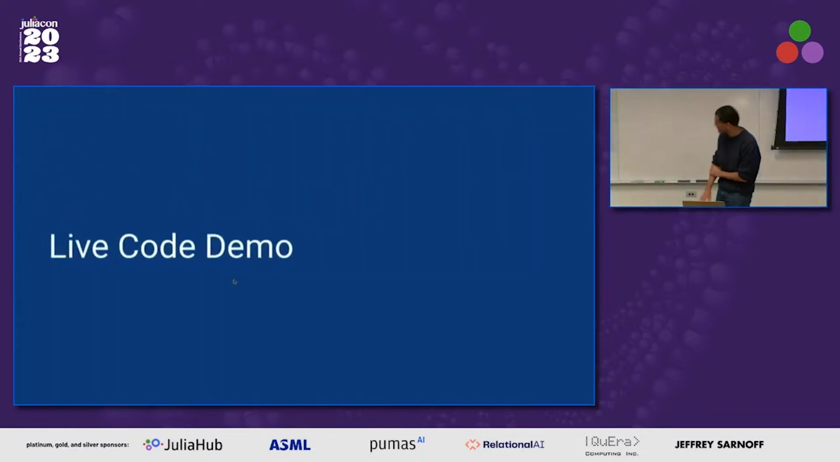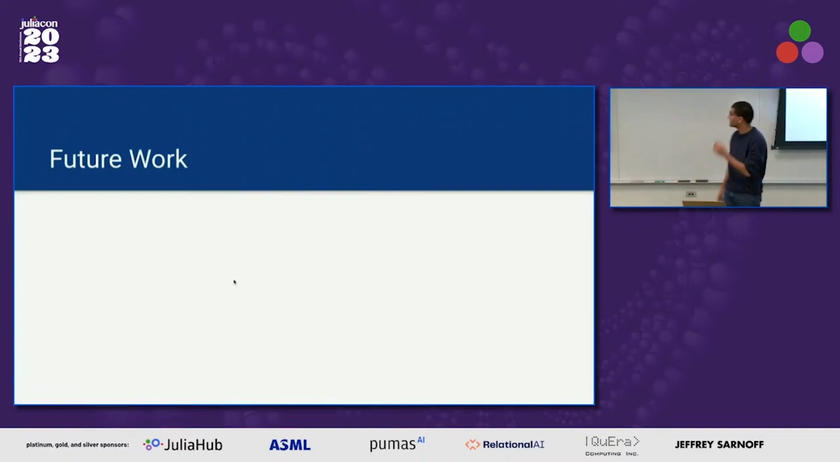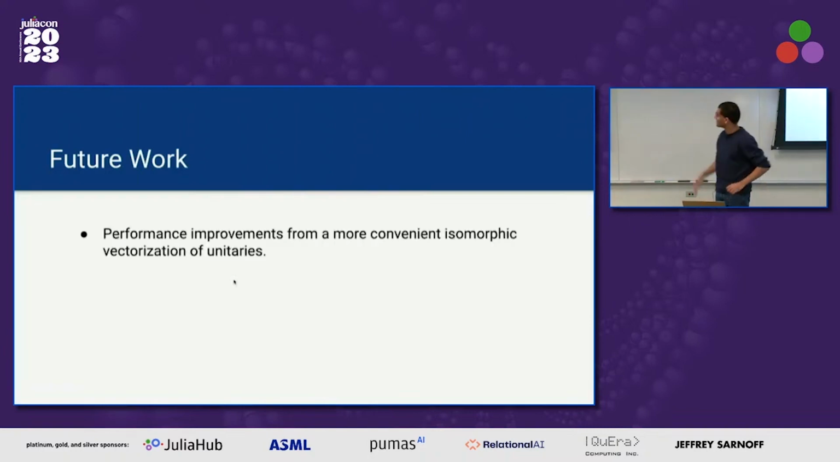Before we end, I just want to talk about some future directions for PICO. The first thing is that we can get some performance improvements from using a slightly more convenient way to represent this isomorphic vectorization of the unitaries. This means the Jacobians and the Hessians have a slightly nicer structure, and we've tested this, and it's given us about 10% improvements in speed and memory when calculating the dynamics Jacobians and Hessians. Actually this is not really future work because we already implemented it, but we haven't pushed it into main yet. But it'll be there soon.